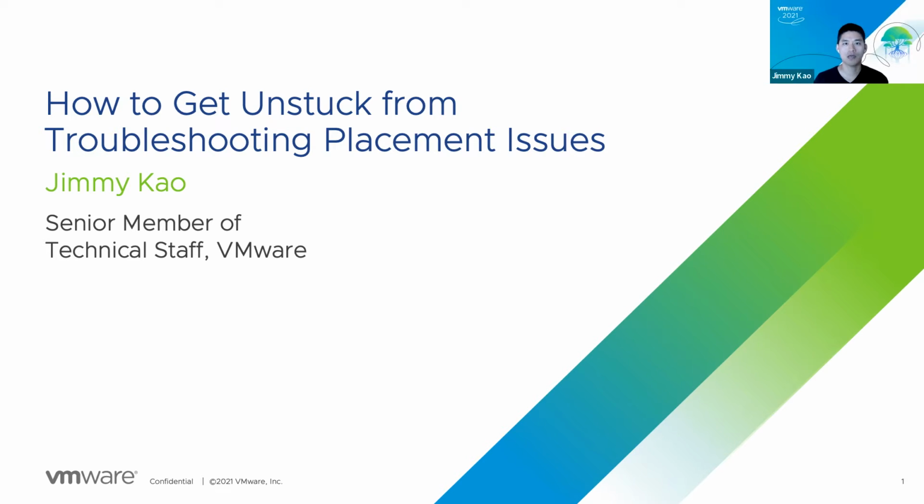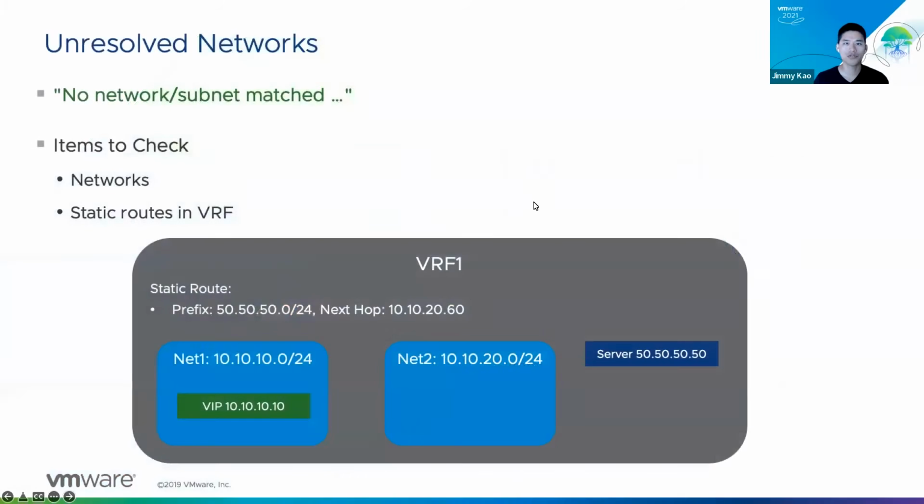My name is Jimmy. Today, we'll be covering the topic of how to troubleshoot common placement issues. The first issue is unresolved networks. This is applicable to clouds in which the controller knows about all the networks, such as vCenter, AWS, and OpenStack. The message will say, no network or subnet match VS or server IP.